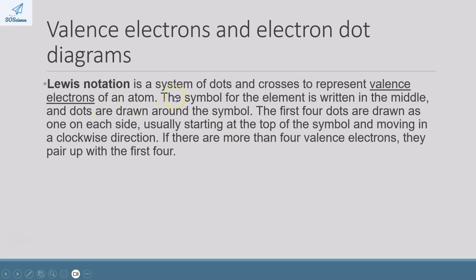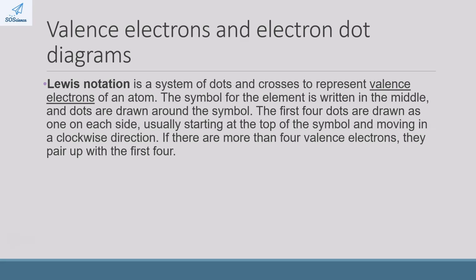Lewis notation is a system of dots and crosses to help us represent the number of valence electrons of an atom. We start off by writing the symbol of the element of the atom that we're interested in, and then we draw dots around the symbol of the element. Now, we don't pair them up. So the first 4 dots are drawn as one on each side. We usually start at the top and we move in a clockwise direction.